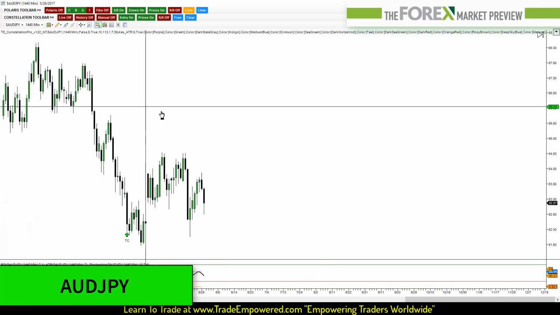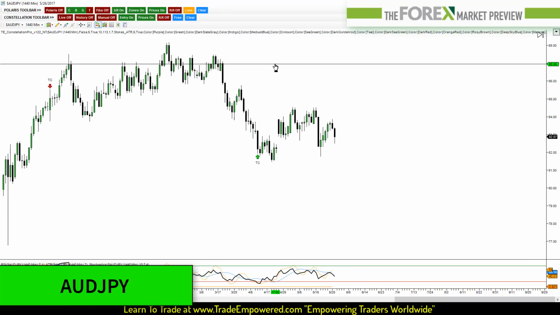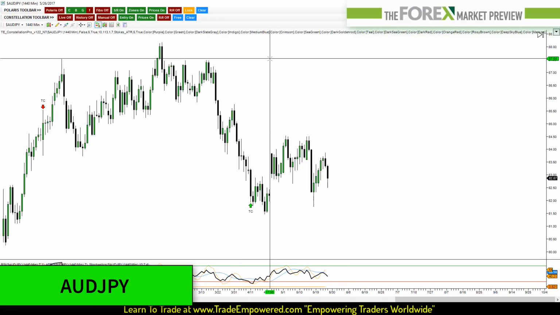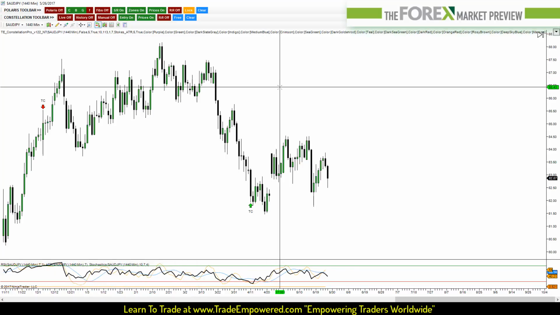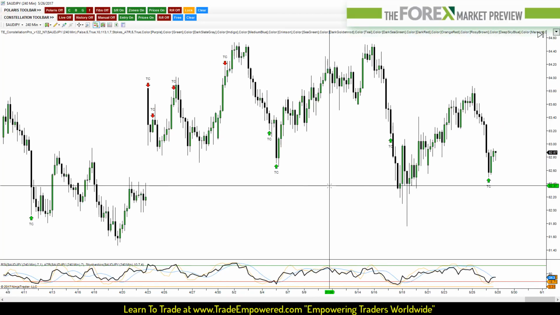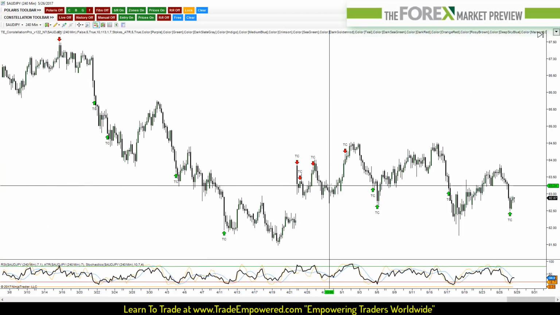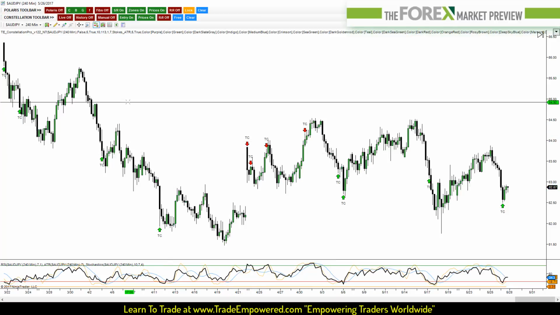Aussie yen here on the daily. We're actually going to go straight to, you can see here on the daily, we have two potential advanced pattern formations setting up. Let's go down to the 240. That'll give me a clearer look, I bet. Yeah, two advanced pattern formations setting up here on the Aussie yen.